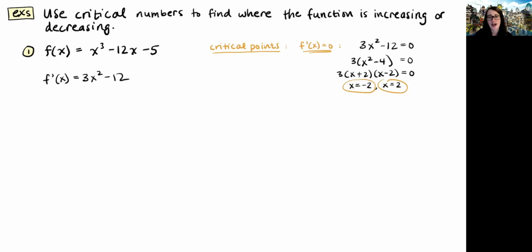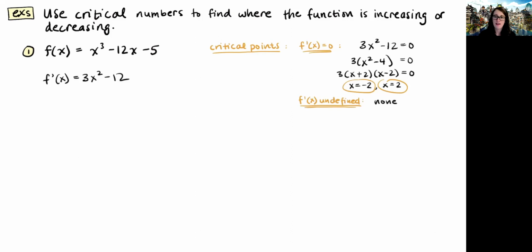Now we also need to check where the derivative is undefined. Now if you remember back from the introductory video, this happens when the derivative has a 0 in its denominator. Now our derivative does not have a denominator, so there are no places where the derivative is undefined. But it is a good idea to get into the habit of writing this down so that we don't forget.